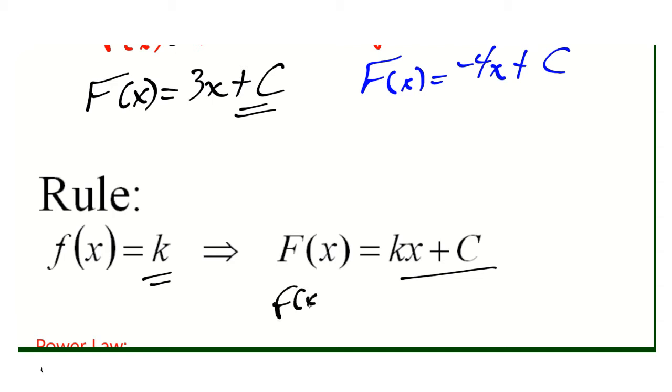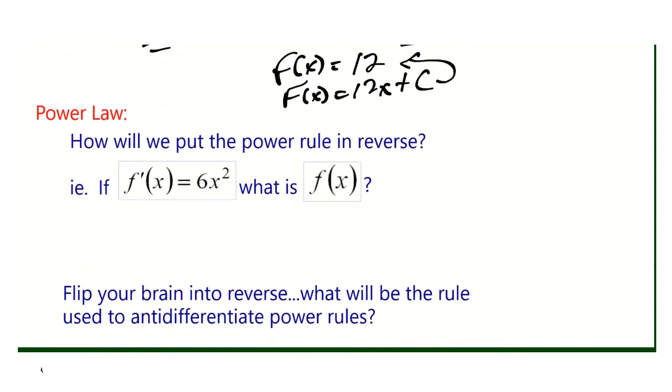If f of x is 12, the antiderivative of the number 12 is 12x plus a constant. Meaning if I took the derivative of 12x plus a constant, I would get that result. So that's our first rule of antidifferentiation.